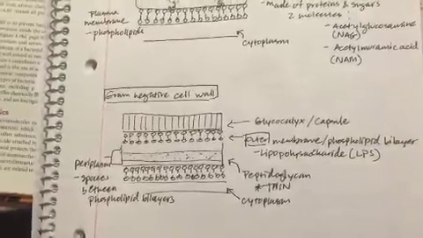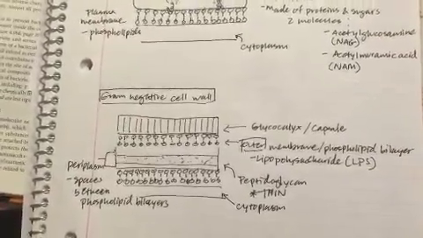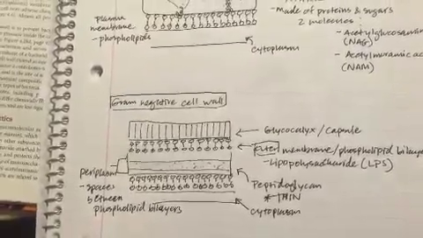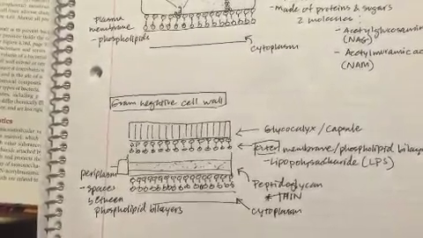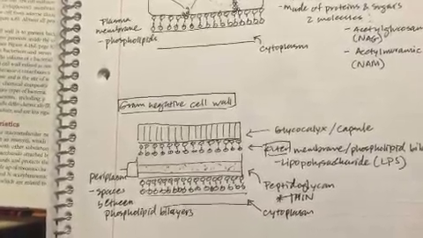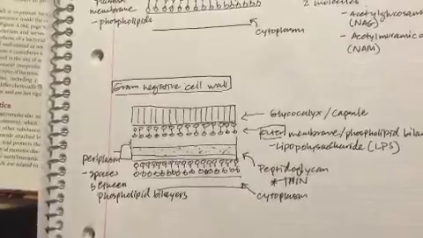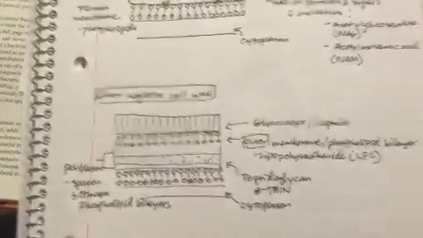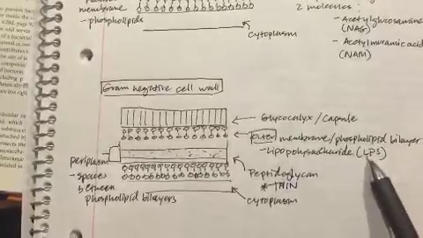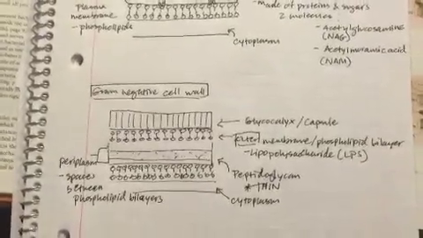Another important feature of gram-negative cell walls is what's on the very outside of the outer membrane. LPS, or lipopolysaccharides. This is a component that's only found on the outside of a gram-negative cell wall. It can also be referred to as endotoxin, lipopolysaccharide. It's a big word.